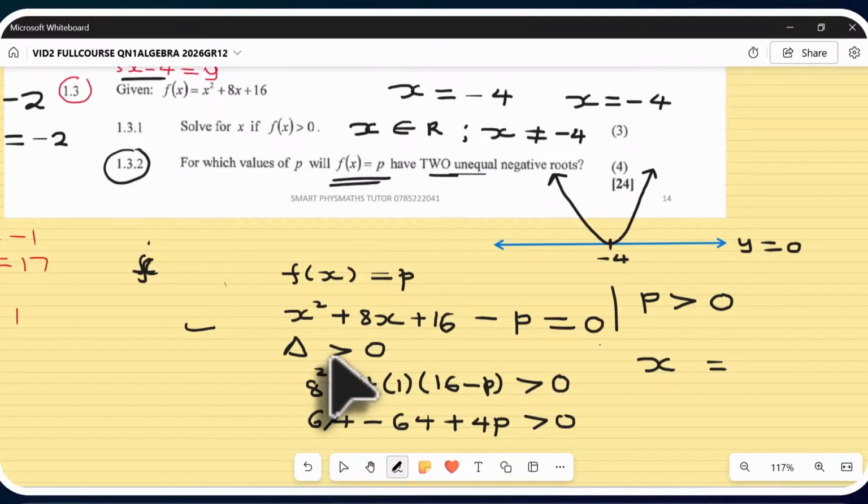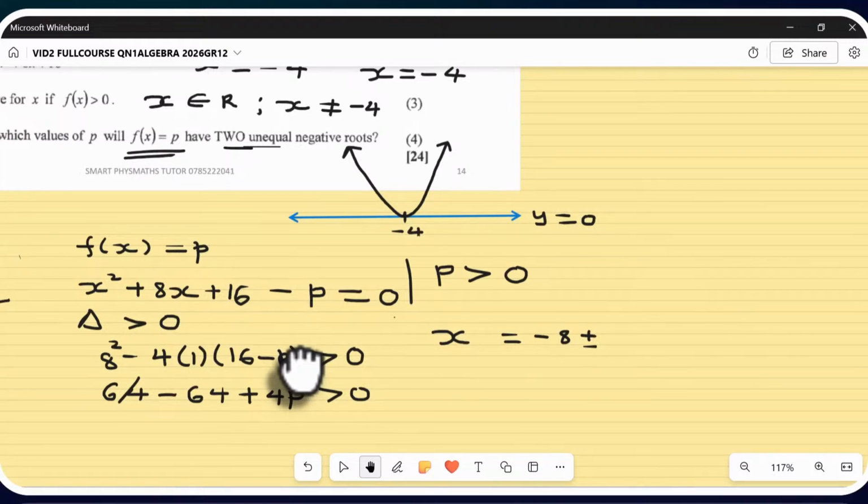Now if I divide both sides by 4, 64 divided by 4, what do you get, guys? It gives me 16. So my p should also be less than 16. P less than 16.